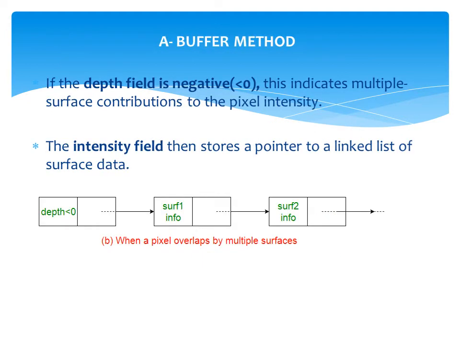If the depth field is negative, that is less than 0, this indicates multiple surface contributions to the pixel intensity. That is, it is overlapped by multiple surfaces. The intensity field then stores the pointer to the linked list of surface data. See this diagram, the intensity field stores the pointer to the next surface data.